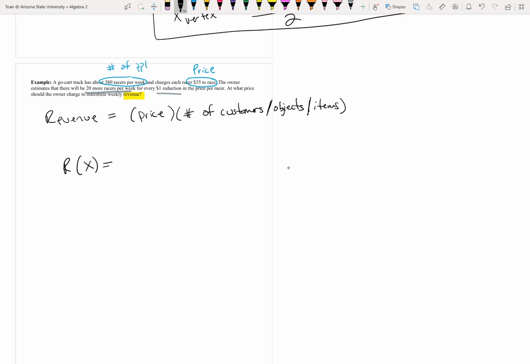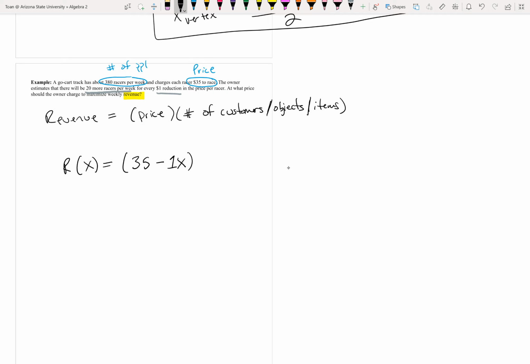Our revenue function should equal price. So what is our price here? Well, clearly, according to the problem, it's $35. But according to the problem, what are we doing to the price? We are doing a $1 reduction. So this price of $35, I'm actually going to subtract $1. But I don't know how many times I'm going to reduce the price. I could reduce it 1 time, I could reduce it 2 times, I could reduce it 5 times.